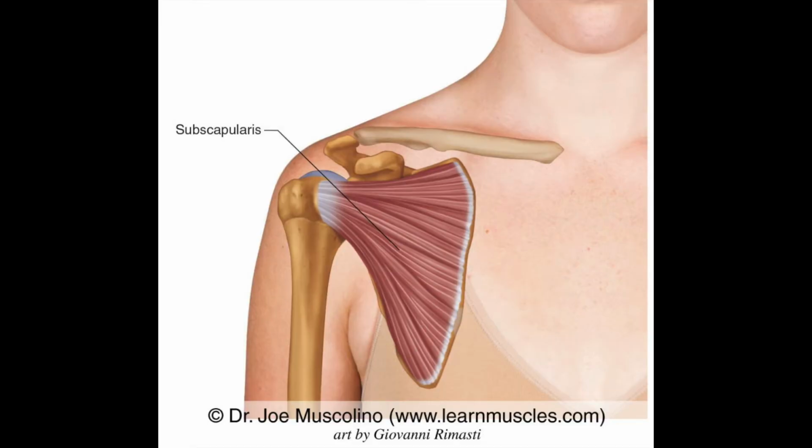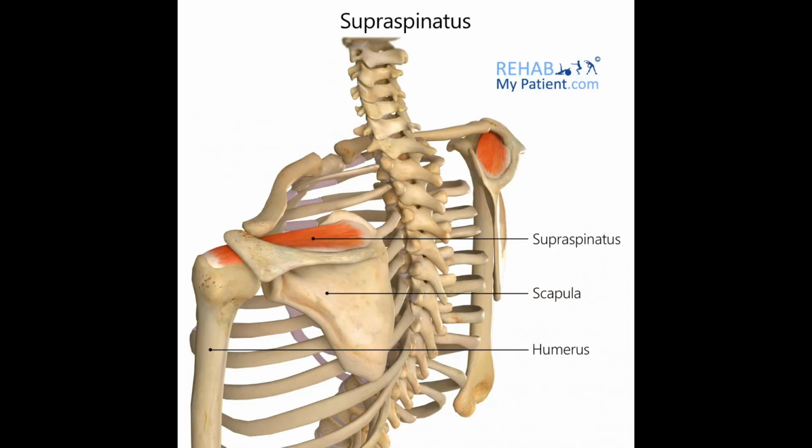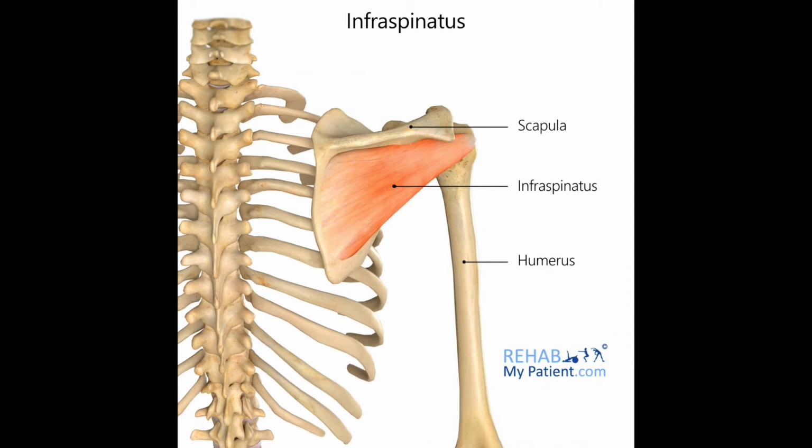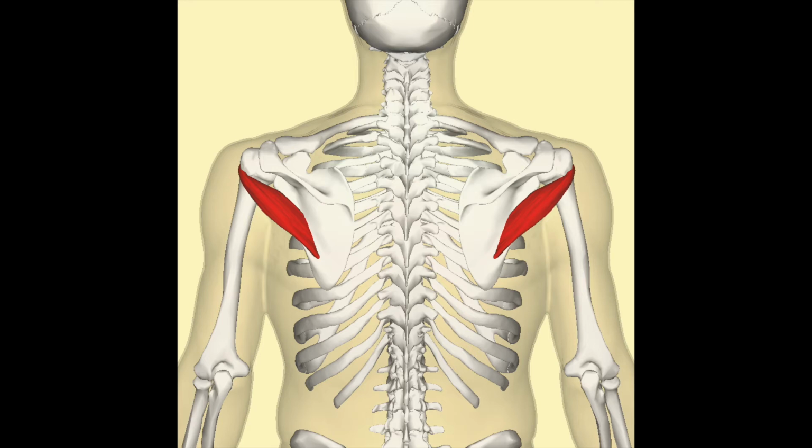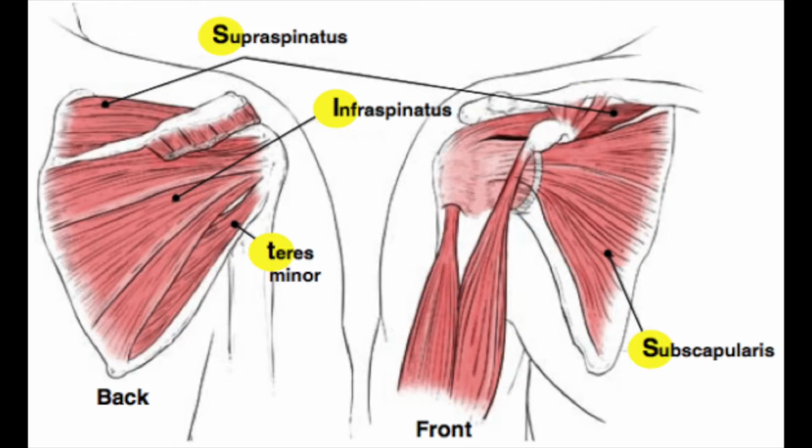Okay, so there are 4 muscles of the rotator cuff. The first one is the subscapularis. It is anterior. Then you have the supraspinatus. Supra meaning above, spinatus meaning spine, so above the spine. And then there's the infraspinatus, meaning below the spine. And then you have the teres minor. The mnemonic for the rotator cuff muscles is SITS, S-I-T-S.